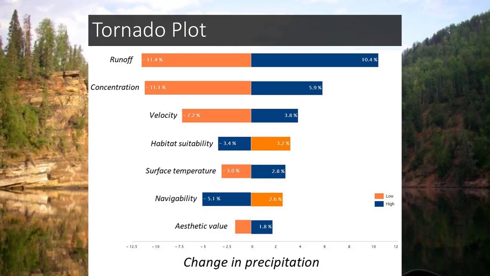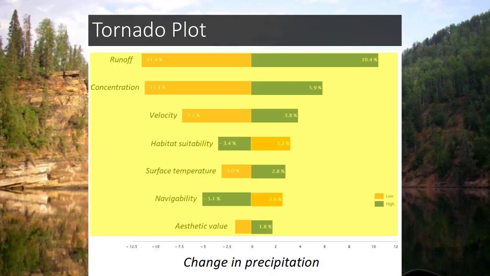So say you've got a model that simulates all of the variables shown on the left: runoff, concentration, velocity, habitat suitability, temperatures, navigability, and aesthetic value. And so you need to be concerned about all of these things if you're going to alter a river in any way. And now you say, okay, well, I've done this model, I've predicted far into the future. What difference does it make to my results if I change the precipitation by a certain amount? And so what that's showing is, this is the change that we've put into the model as an input, and this is the change in the outputs.